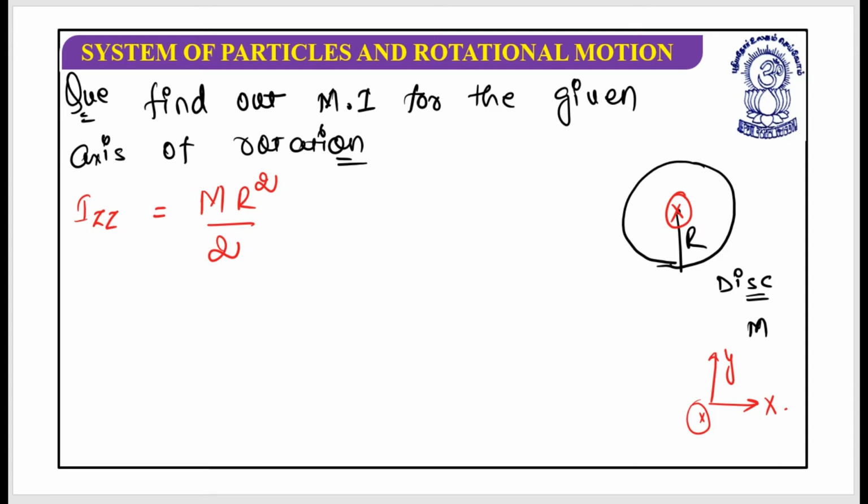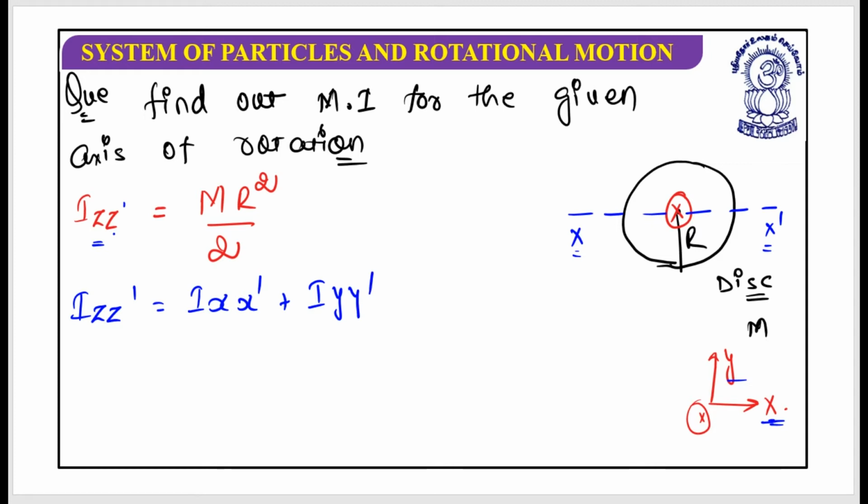Now let's suppose I need to rotate this about a different axis. Look at this, this is the x axis. So let's call it x dash, and this was z dash. Now how could I find out x dash? I only have the value of IZZ dash, and I can relate z with x and y according to the perpendicular axis theorem. So I can write IZZ dash equals IXX dash plus IYY dash. Is it clear?